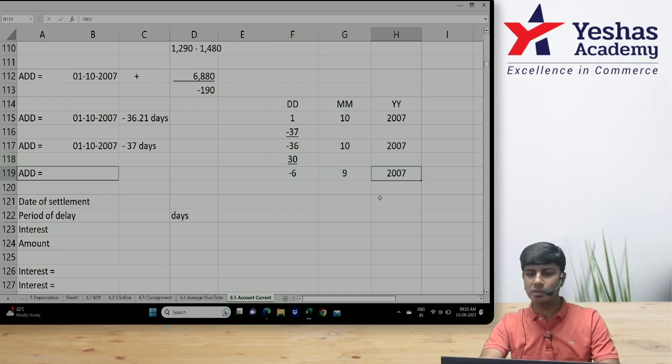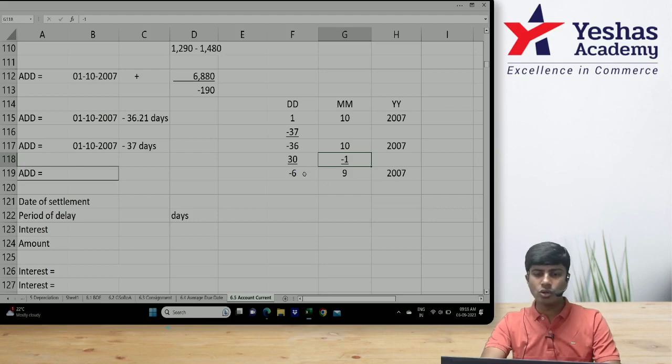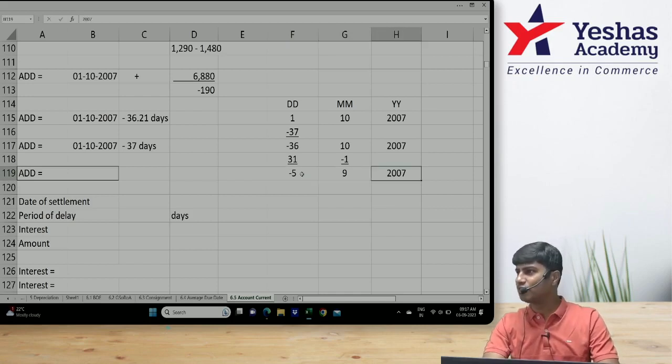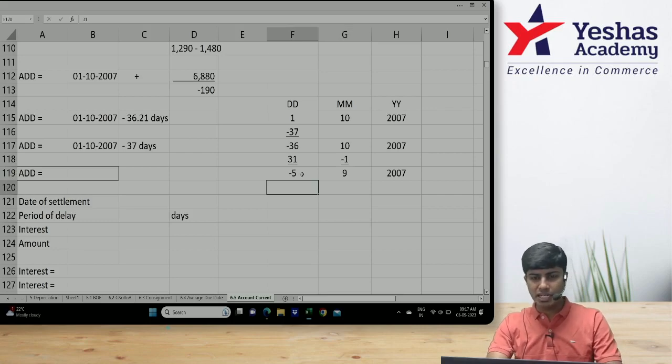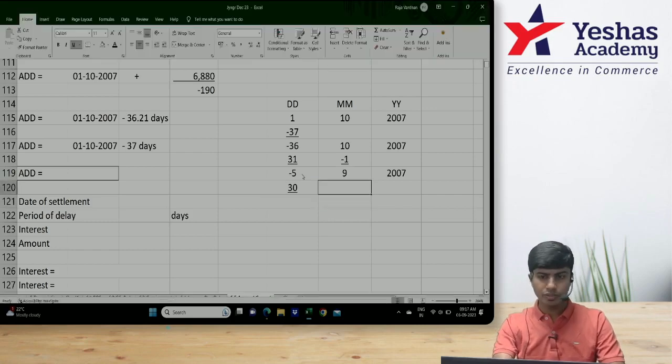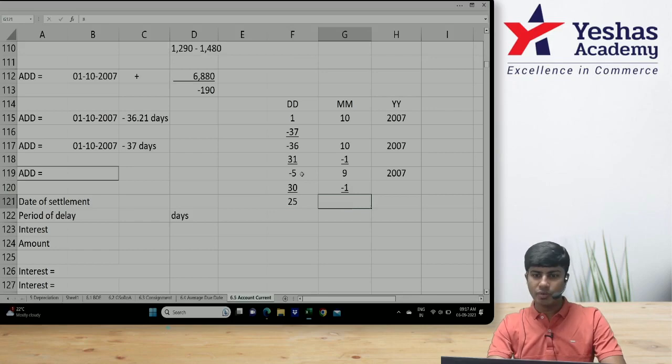Minus 6 of September. We should do minus 1 year, no? Correct or not? Actually we should do 31 and then minus 1. What do we get? Minus 5th of September. Is there a minus 5th of September? No. Here we'll do plus 30. Wait, here I'll do minus 1. What do we get here? 25th of August 2007. We will check.